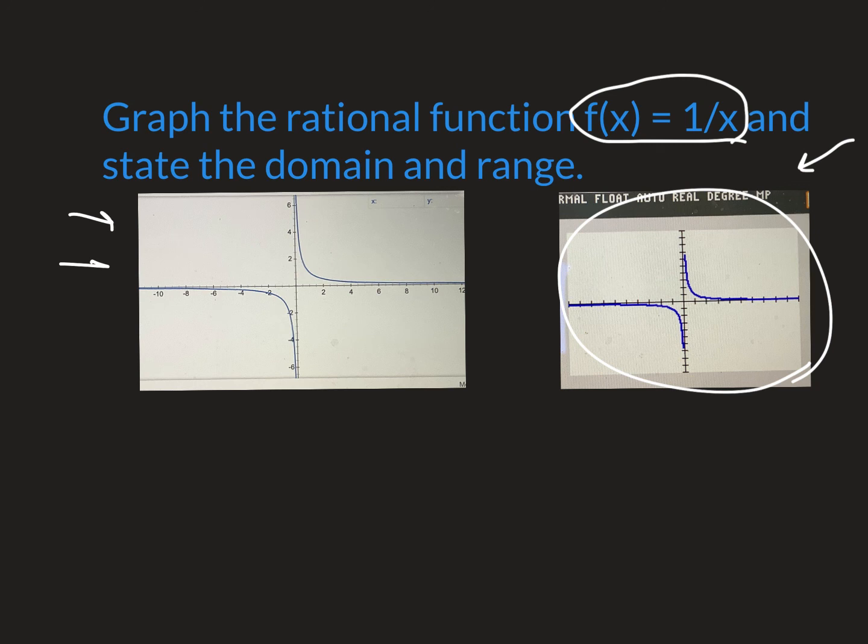A couple things about the graph. First of all, it has asymptotes. The x-axis is an asymptote, and the y-axis is an asymptote, which means the graph gets closer and closer to them, but never, ever touches them.